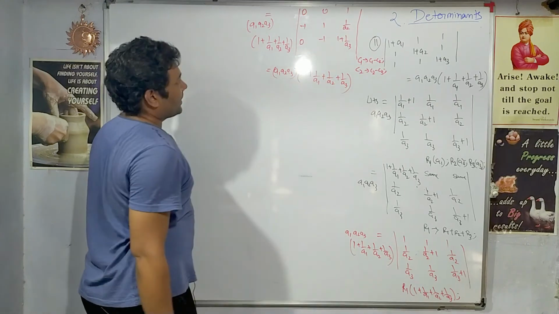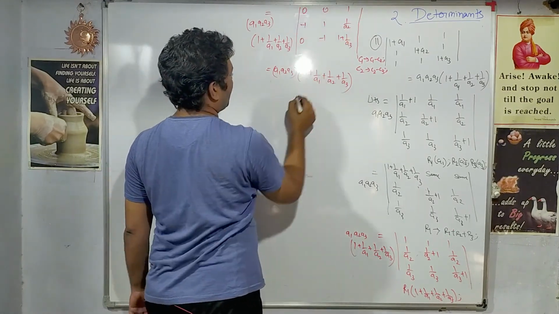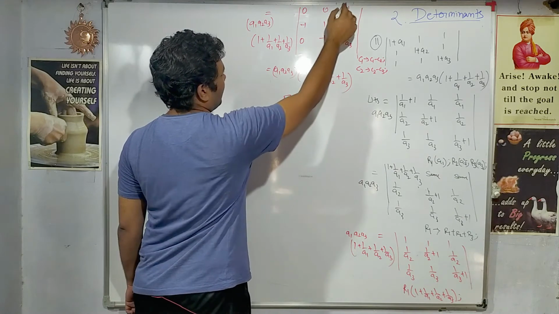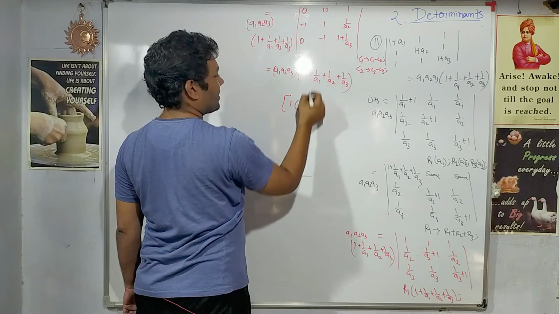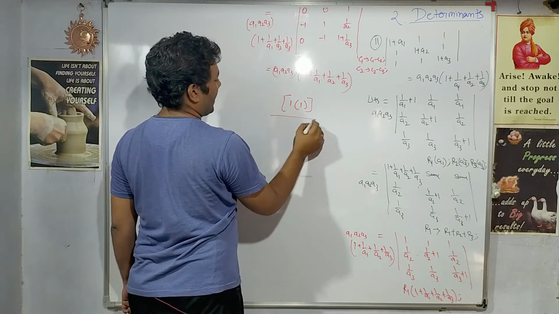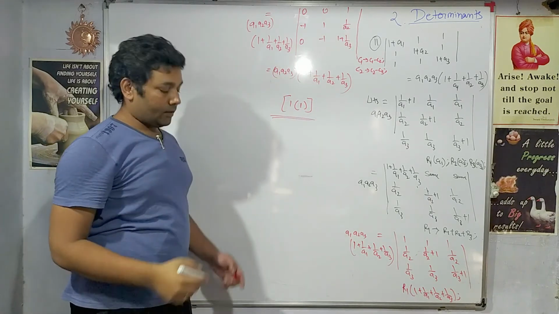So if you carry out the expansion along the first row, what will it give me? 1. So minus 1 into minus 1 is 1, and this will be 0. So obviously now I have my answer, right?